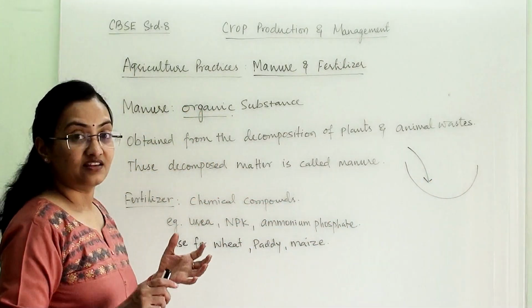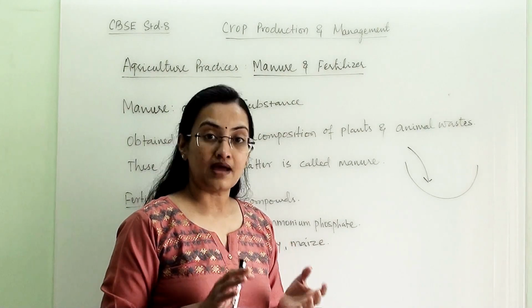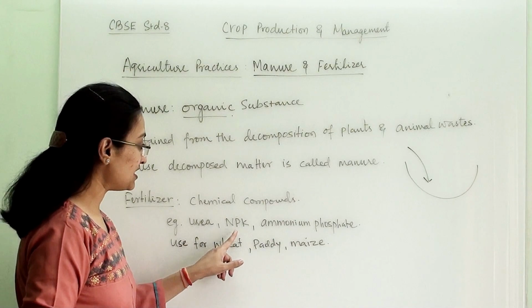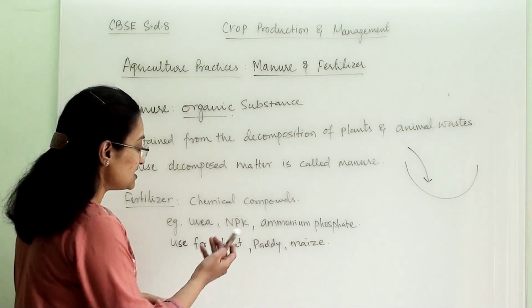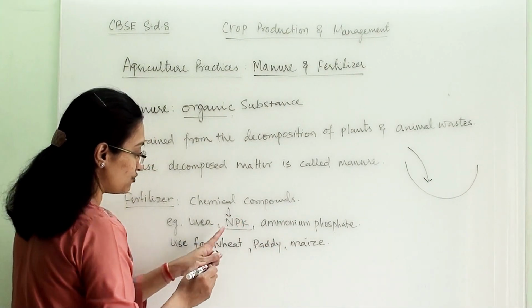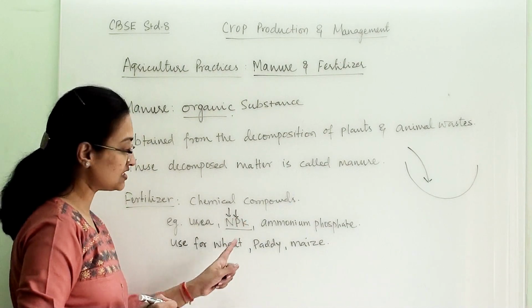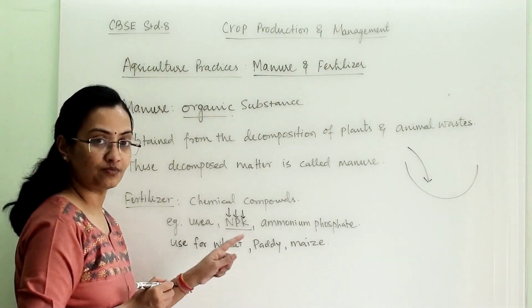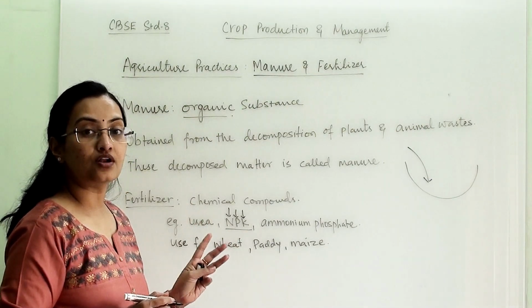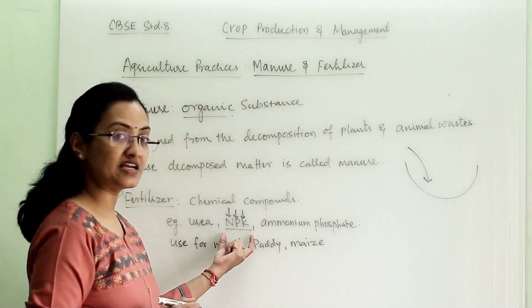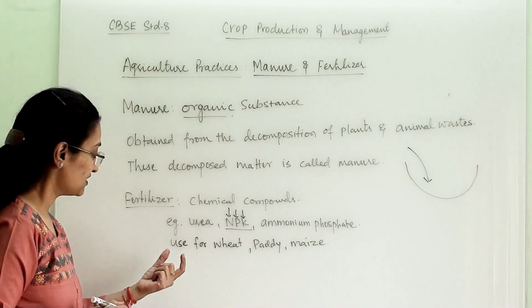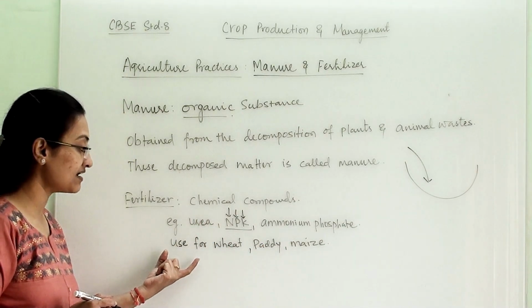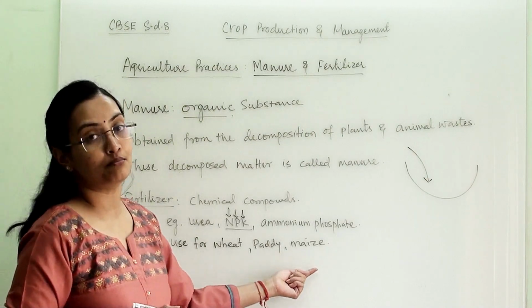Now fertilizer. They are lab-based, man-made chemical compounds. Examples are urea, NPK, and ammonium phosphate. In NPK fertilizer, N stands for nitrogen, P stands for phosphate, and K stands for potassium. These three substances are important for the crop, and this fertilizer is known as NPK fertilizer. Then the other two are urea and ammonium phosphate. These fertilizers are important for wheat, paddy, and maize crops.